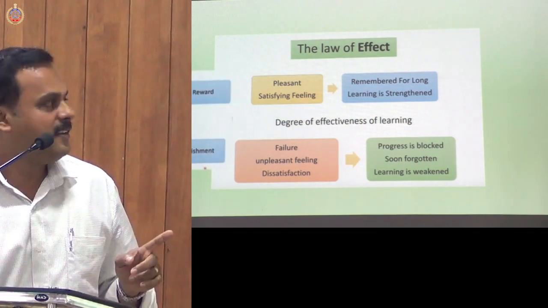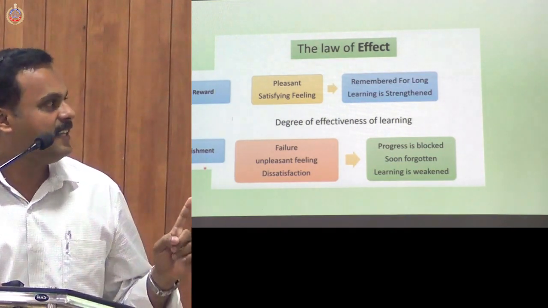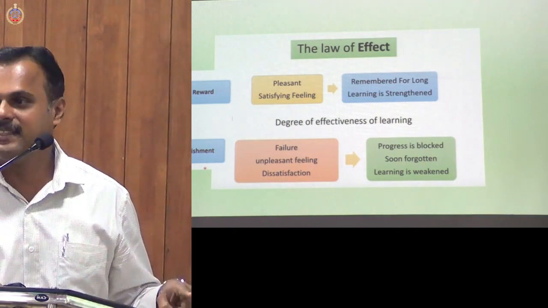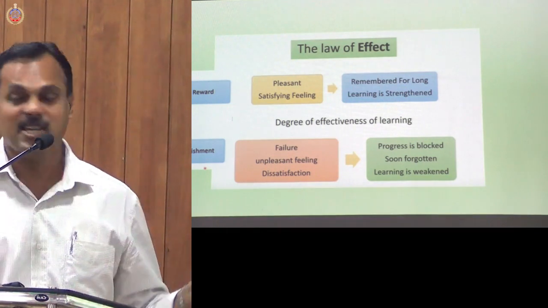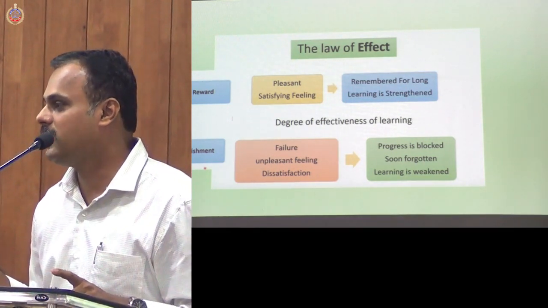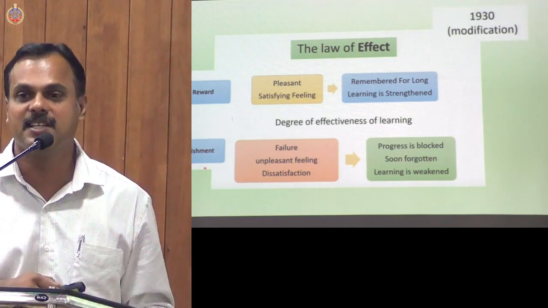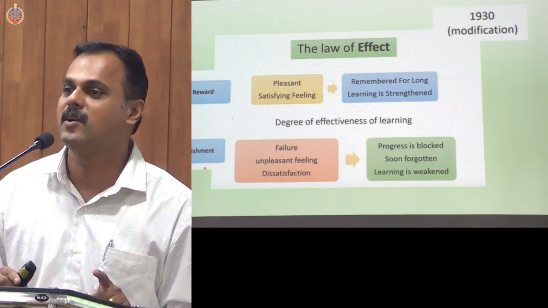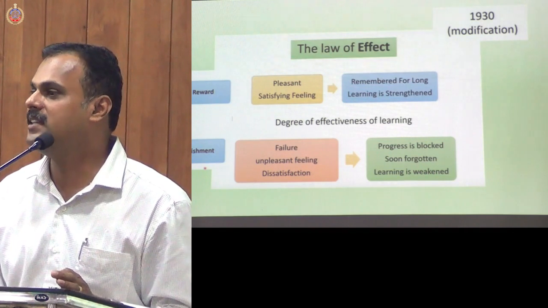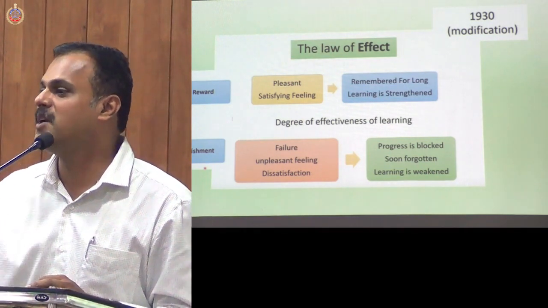Now what he said, if you give a reward for the pleasant, satisfying feeling, the condition will be remembered for a long time and the learning is strengthened. And initially he proposed that you have to give a punishment for the failures so that it will be stopped. In 1930, Thorndike again found out with research that this needs to be modified because he found punishment is not going to give any result in the habit of the person. Punishment suppresses, and punishment doesn't remove.